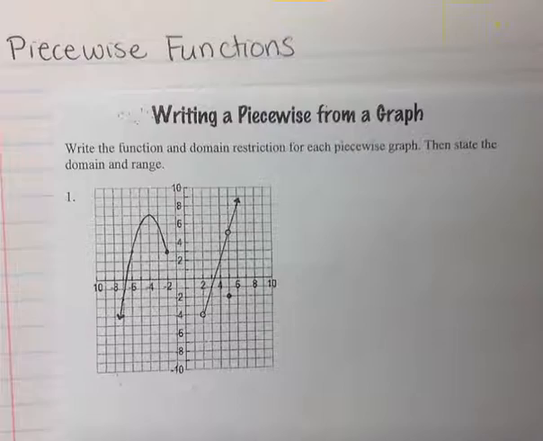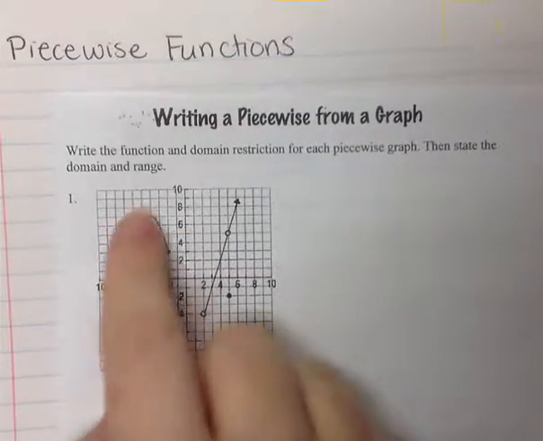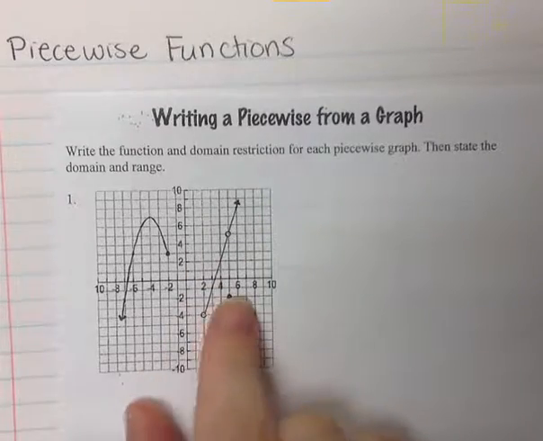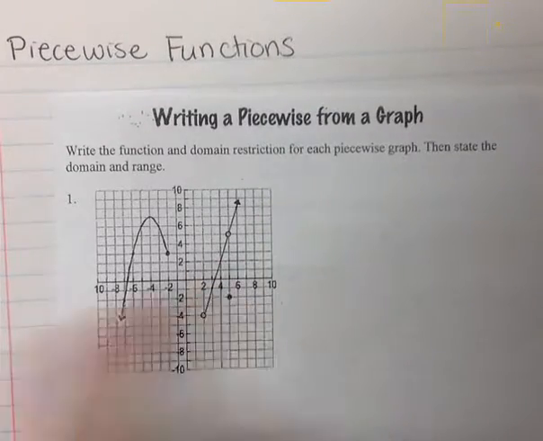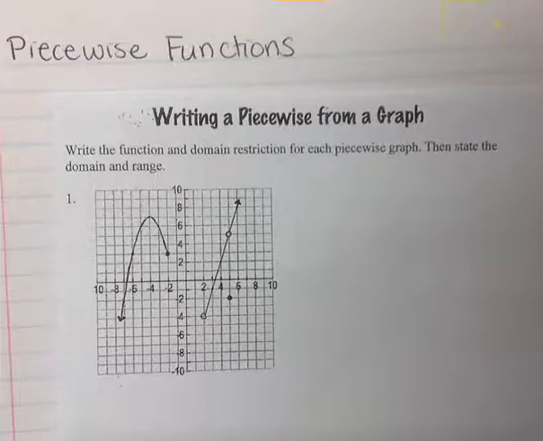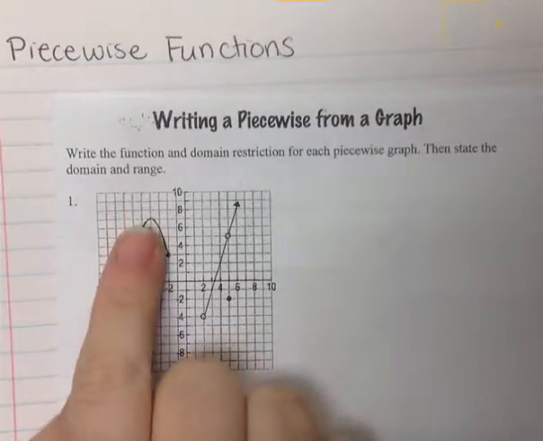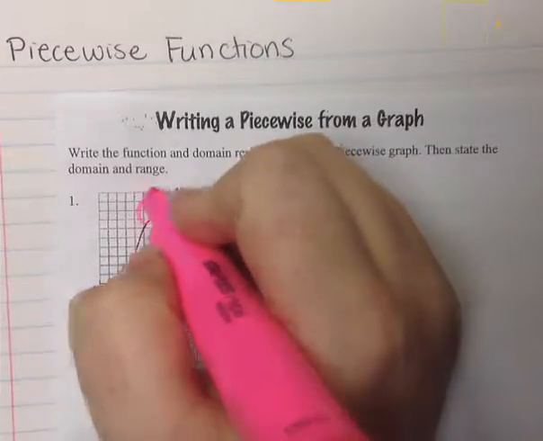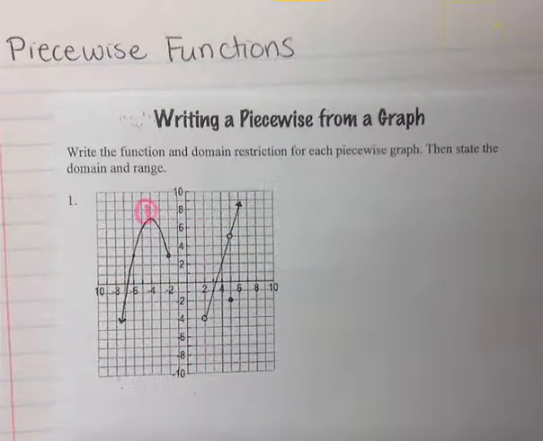On this first one, we have three pieces of graph. So we have a part of a parabola, part of a line, and then a point. So there are three parts. In the first part, I'm going to focus starting from the left. I'm going to say that this is our first part. This is our first equation. So I'm going to write that in pink.